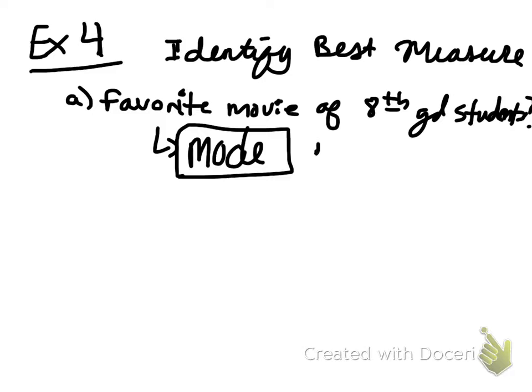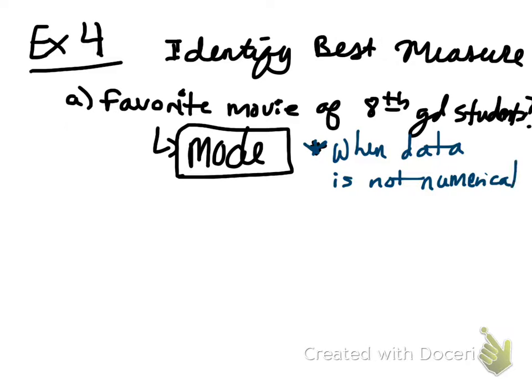So when data is not numerical, you might want to make a note to yourself. When data is not numerical, look at the mode. Use the mode if the data is not numerical. All right, we're going to look at another one.